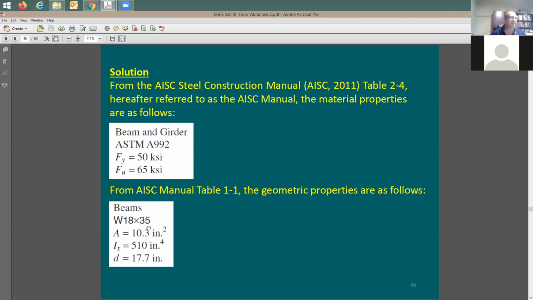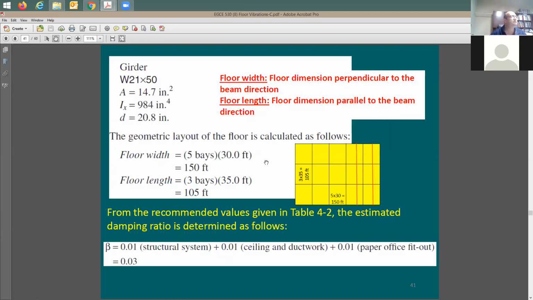The beam size, beam information, you can just look it up from the steel manual. You have here the beam parameters. Same thing for the girder. And then after that, we're trying to find out the floor width and the floor length. And we went through this exercise before.